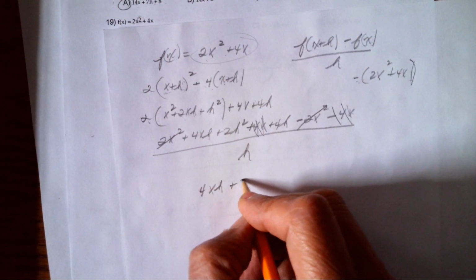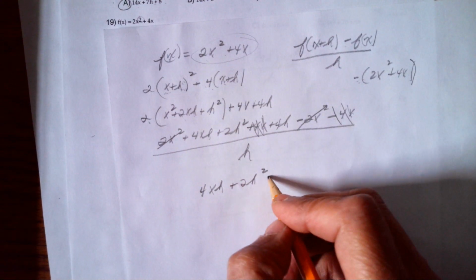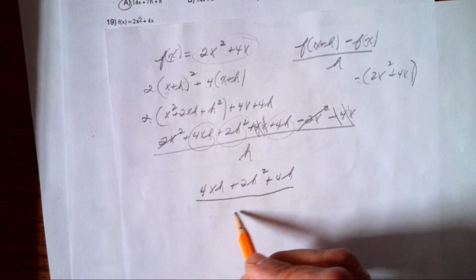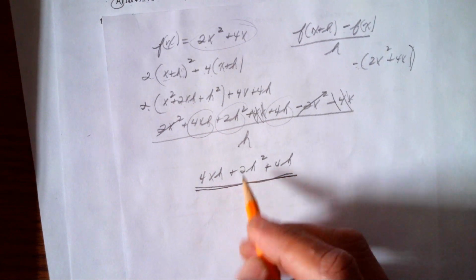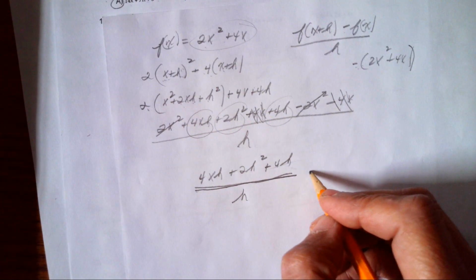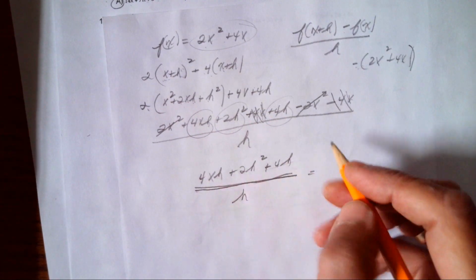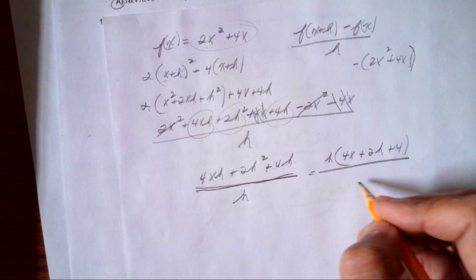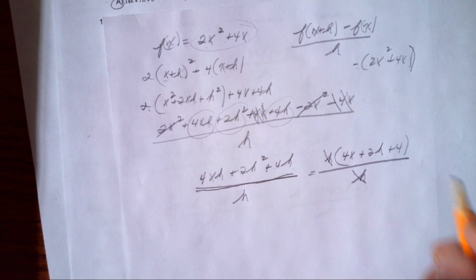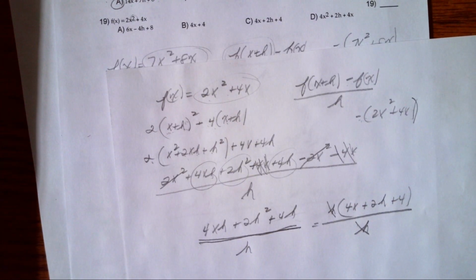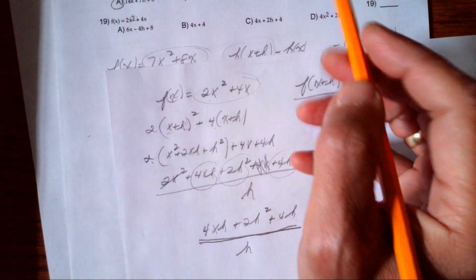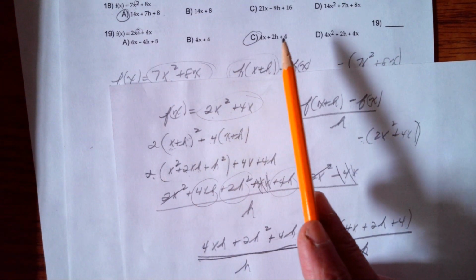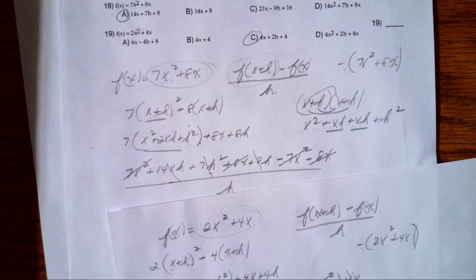4xh plus 2h squared plus 4h. Alright, let's make this plus that all over h. Wish I could draw a nice straight line, but apparently I can't. Now, if I've done this right, I should have a factor of h in the numerator in all three terms. I'm going to factor that out. This is 4x plus 2h plus 4 all over h, and then my last step is to cancel the two h's. Alright, 4x plus 2h plus 4 sure looks like letter C to me. It's always nice when you see the right answer there, letter C.